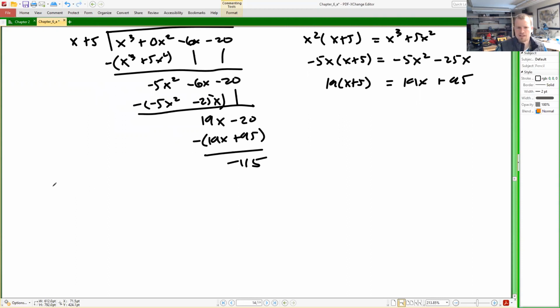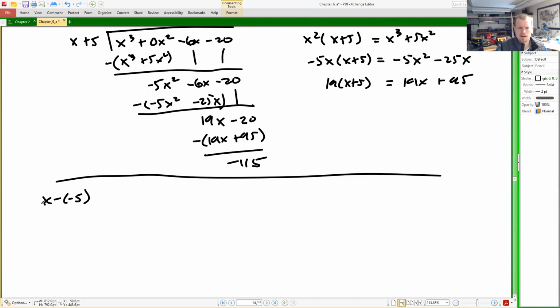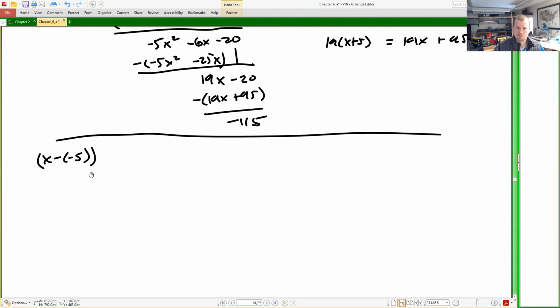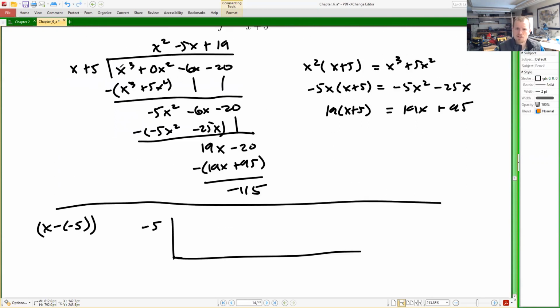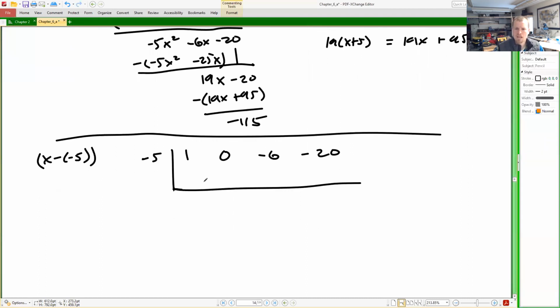So if I recognize here that this is x minus a negative 5, then I'm using negative 5 as my number for synthetic division. In synthetic division, we just copy down the coefficients of the original polynomial, 1, 0, negative 6, and negative 20. Again, if you're not familiar with this and you have no idea what I'm doing, that's absolutely fine. You don't need to know synthetic division. For those of you that do know it, it's just a nice reminder.